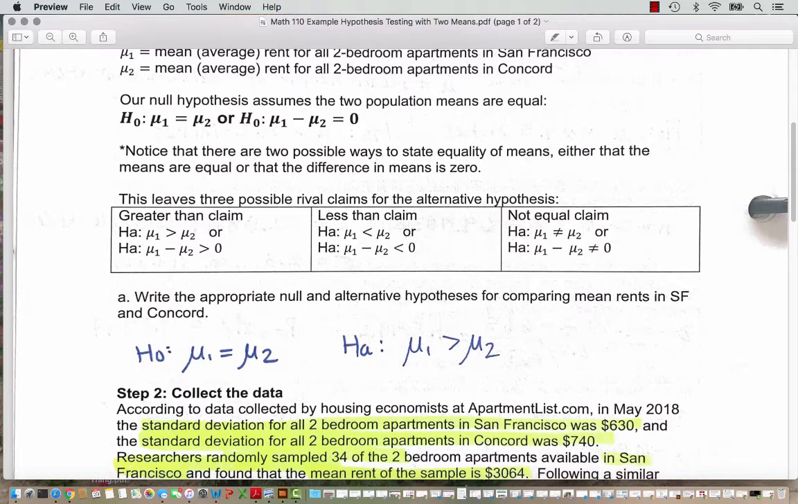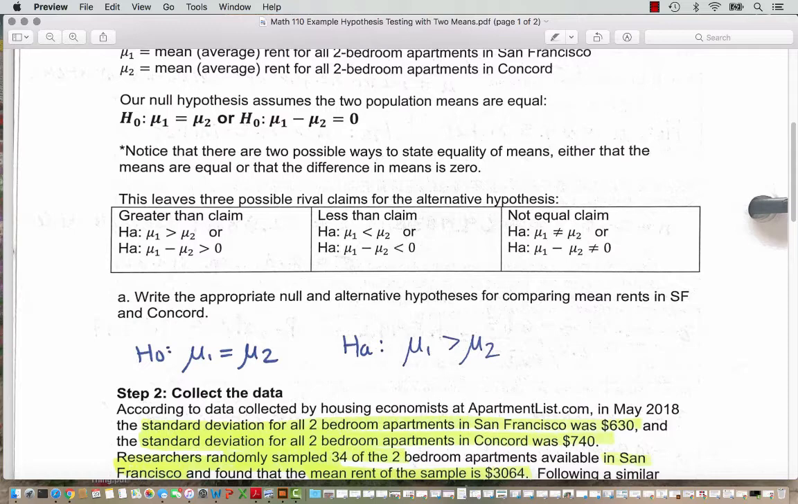And then our last choice is the not equal claim. So you could say mu1 is not equal to mu2, or you could say mu1 minus mu2 is not equal to 0. The difference is something other than 0. So, of course, the not equal claim corresponds with two tails on the normal distribution. The less than claim corresponds with the left tail, and the greater than claim corresponds with the right tail. So this whole setup is similar to what we saw when we were testing for two proportions.